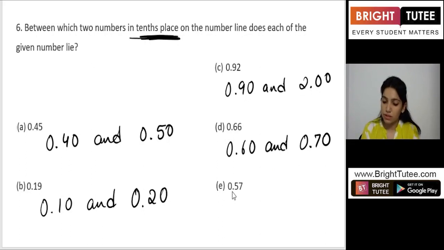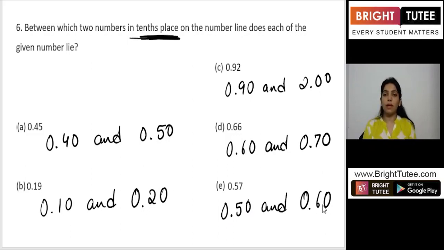Now the next one is 0.57. So we write 0.50 and 0.60. Or you can just imagine this as, where do you see 57? 57 will be seen sitting between 50 and 60. Where do you see 66? You will see 66 between 60 and 70. Where will you see 92?